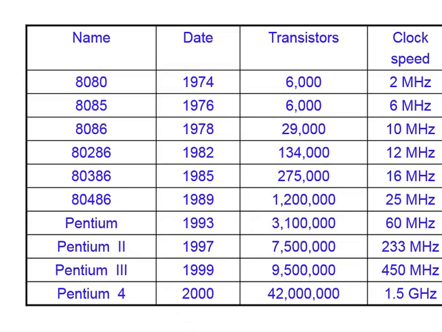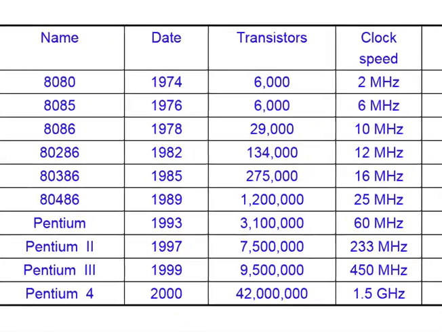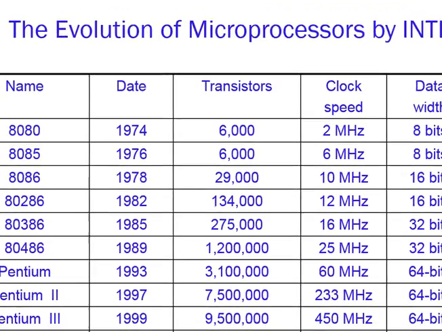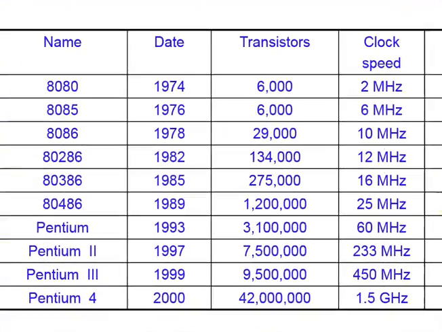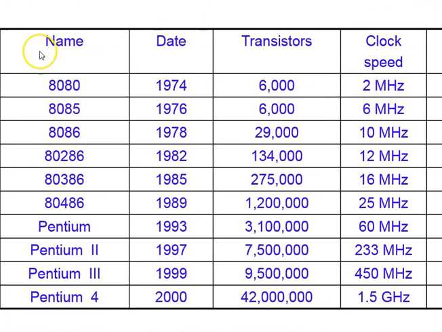Coming to the evolution of microprocessors in the generation by the company Intel, later we came up with 8080 in 1974, 8085 in 1976, and so on. At present we are using the i7 core microprocessor. All these microprocessors were produced by the company called Intel.